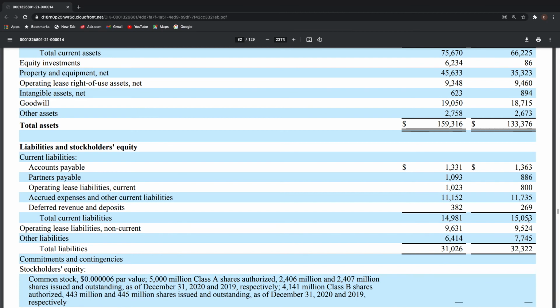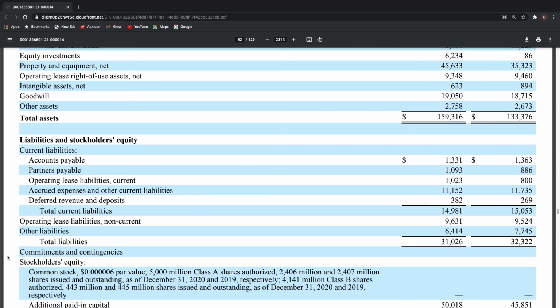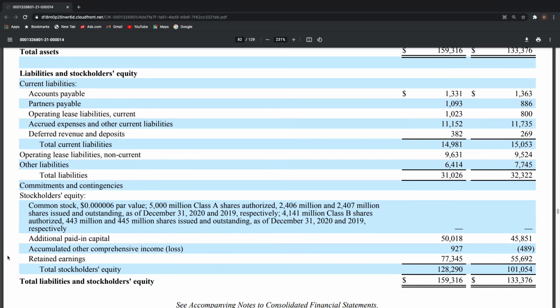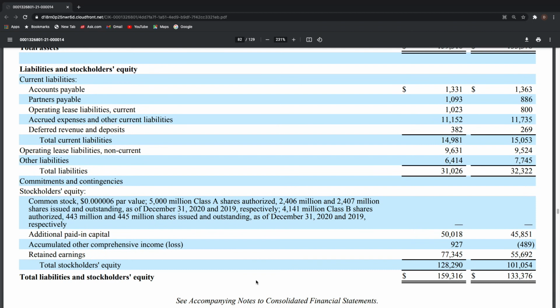In terms of the liabilities, we've actually seen a slight decline as well. So 2019, 32,322 to 2020, 31,026. So that's another good sign from their balance sheet. And now we can move on to the stockholder equity.